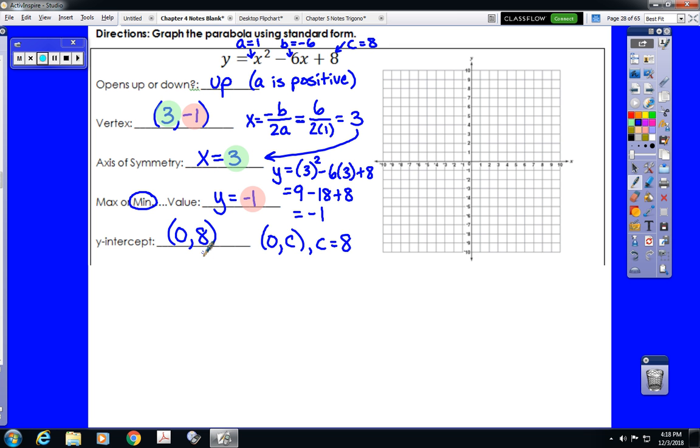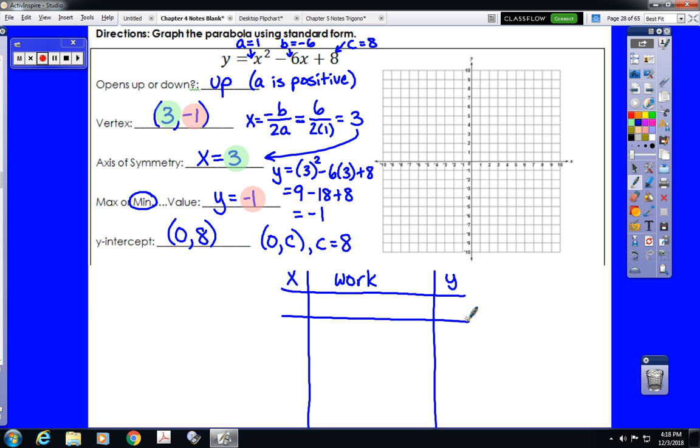Now, once all of this is filled out, we should go down and graph this using a t-table. I'm actually going to do more than a t-table because I want to show a little bit more work than that. So we're going to put x in the left column, then we're going to show our work, and that will result in a y. Your table needs to have a minimum of 5 points, so we're going to do 5 rows in our table.